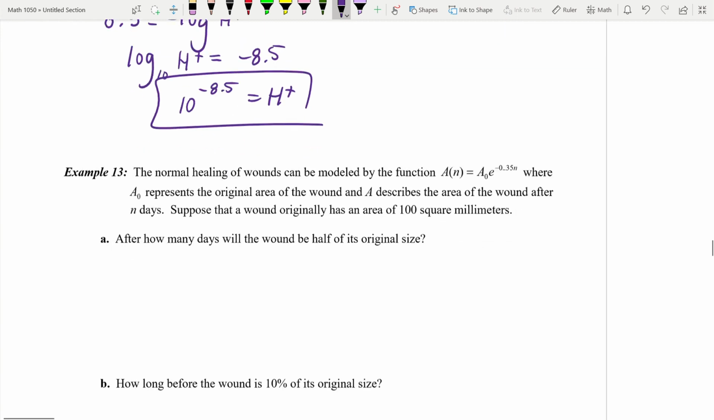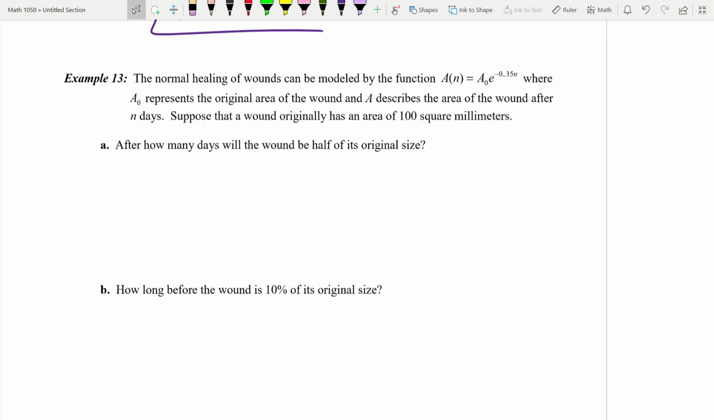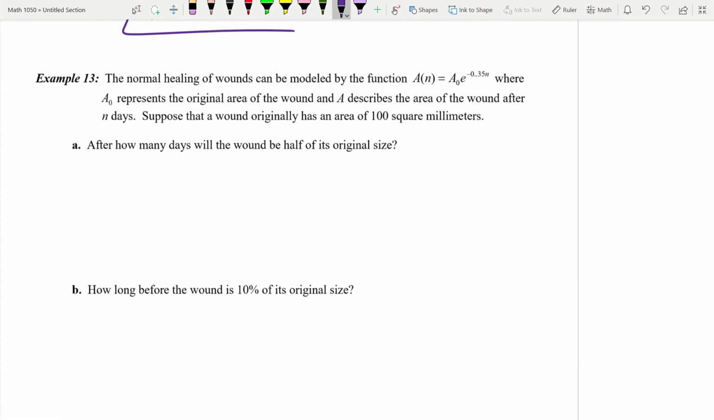Okay, question 13. The normal healing of wounds can be modeled by this equation, where A sub 0 is the original size of the wound, and A is the area of the wound after n days. So guys, you have this boo-boo, and it's getting better, better, better, better. Smaller, smaller, okay? So it originally is 100 square millimeters, okay? So everybody write A sub n equals 100 E to the negative 0.35 n, okay?